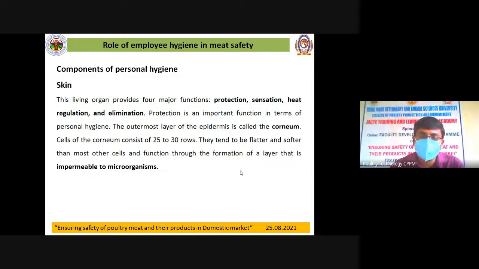Among these, protection is one of the most important functions in terms of personal hygiene. When your skin is not protecting you from the microbial organisms, you get invaded by numerous microbial organisms, since our environment has a lot of them. The skin has the outermost layer in the epidermis, called the stratum corneum. The corneum has almost 25 to 30 rows of cells. These cells tend to be flatter and softer than most of the other cells beneath the corneum, and they form a flat layer that is impermeable to the microbial organisms.